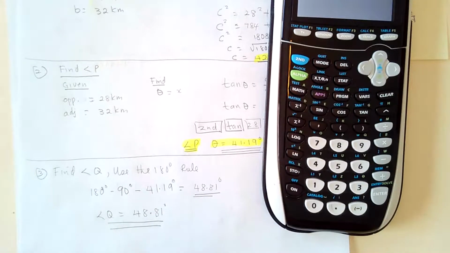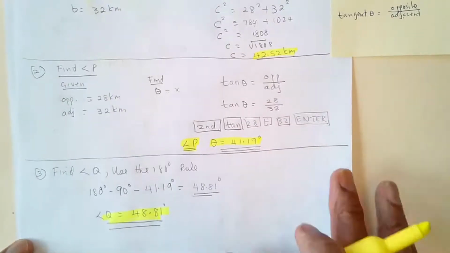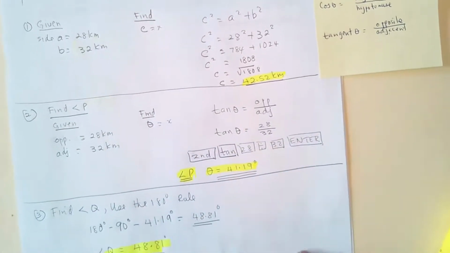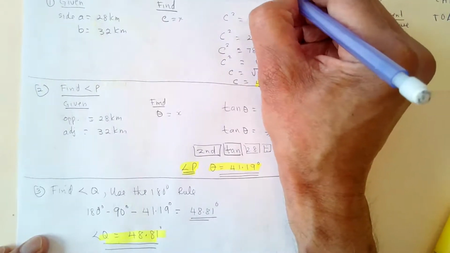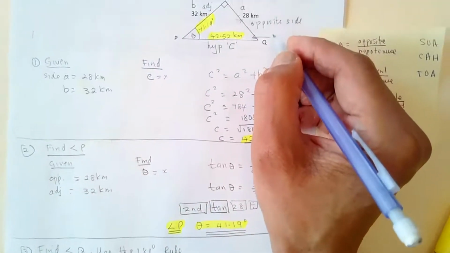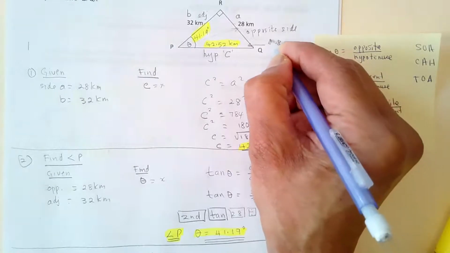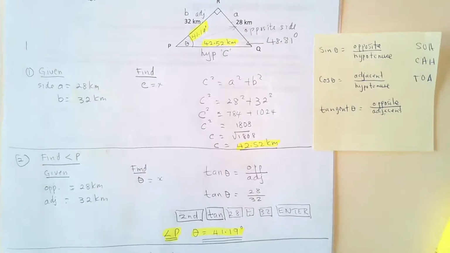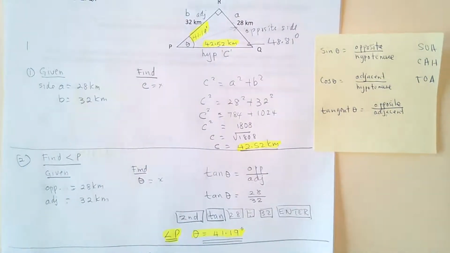so let's highlight it. And now we can indicate our final angle measurement. So we can say angle Q here is 48.81 degrees. Okay, so recap.